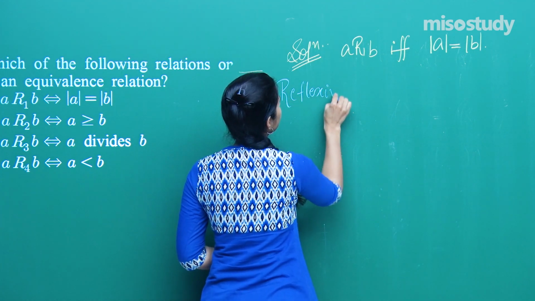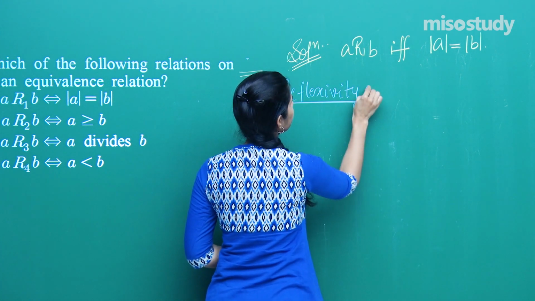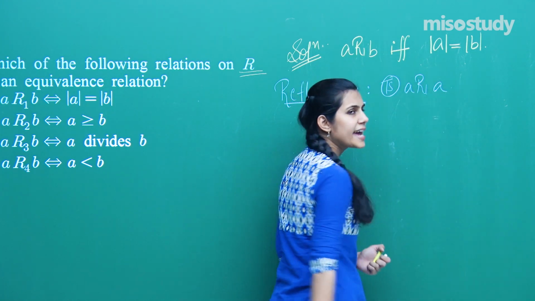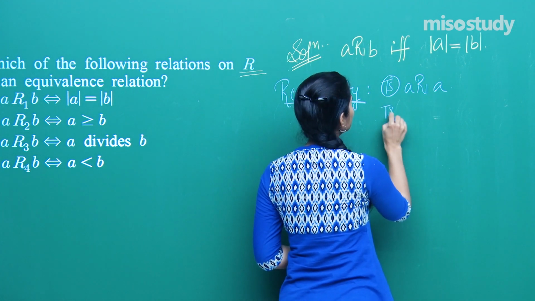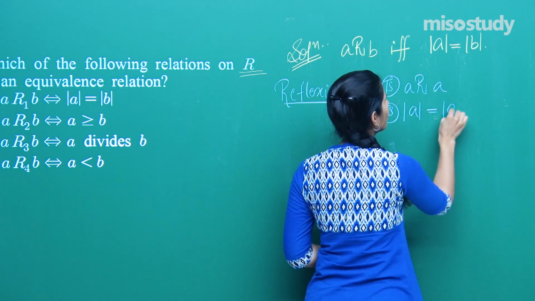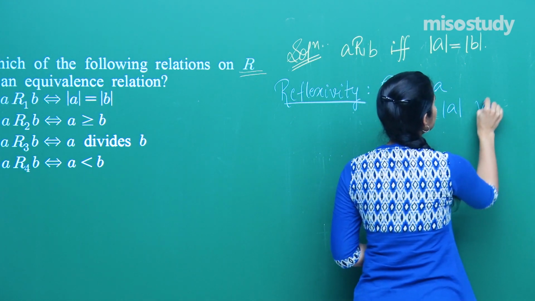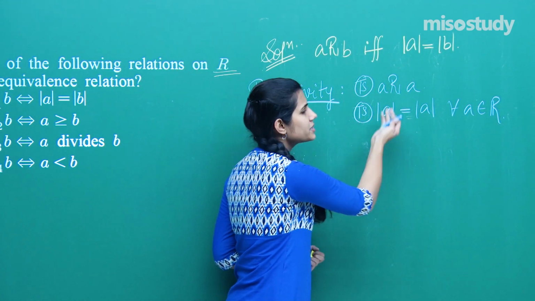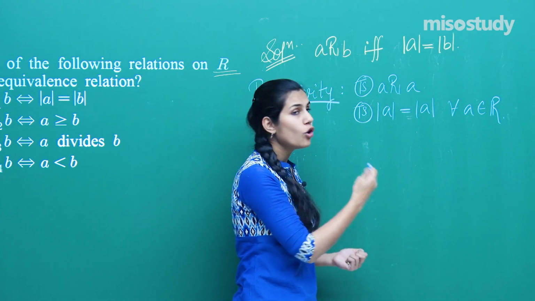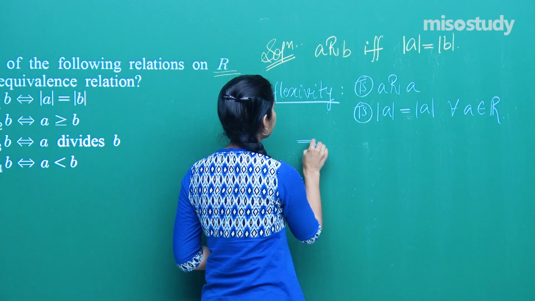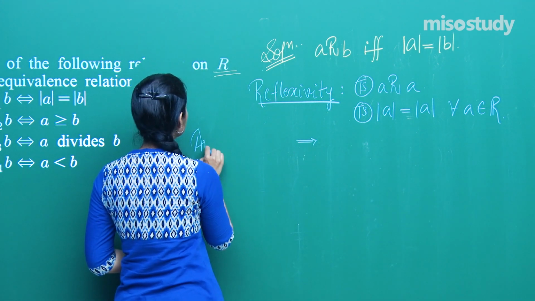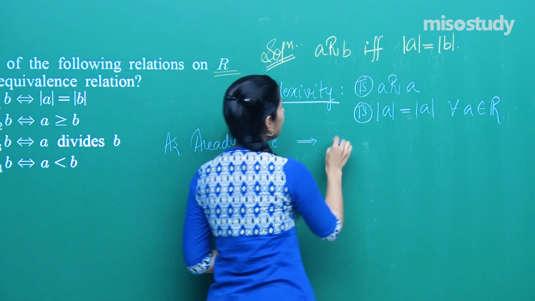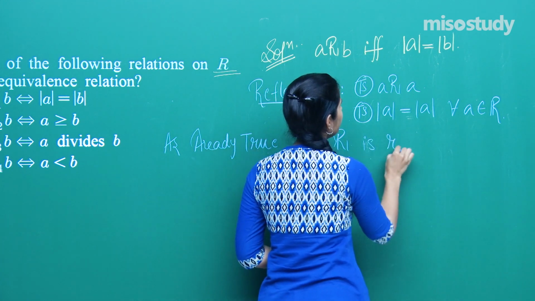Beginning with reflexivity, let's see if A is related to A by this relation. That means I have to show distance of A from 0 is equal to distance of A from 0. And this I have to show for every real number. This is true. Distance of A from 0 is of course equal to distance from 0 of the same number A. And therefore, because this is already true, this implies R1 is reflexive.